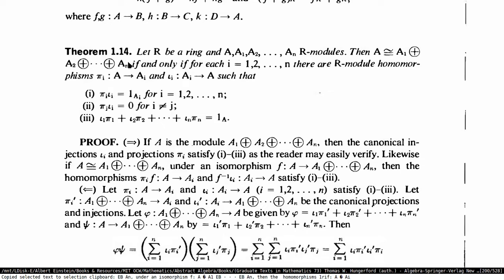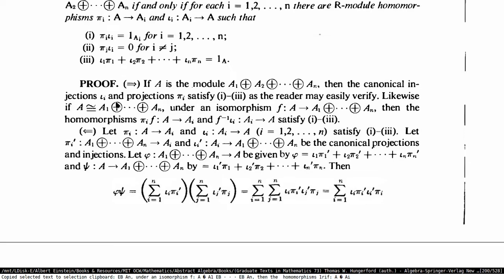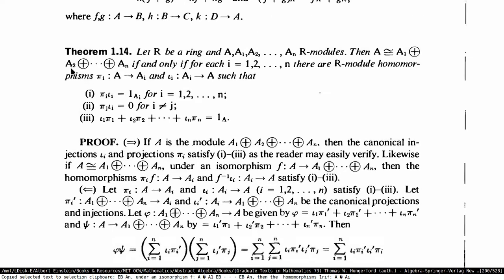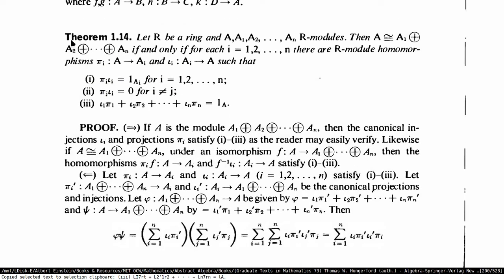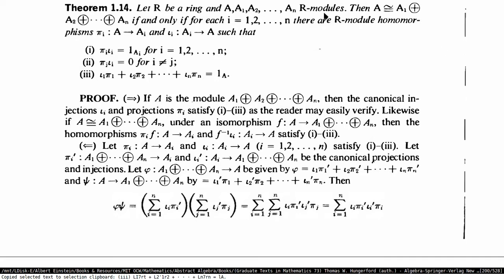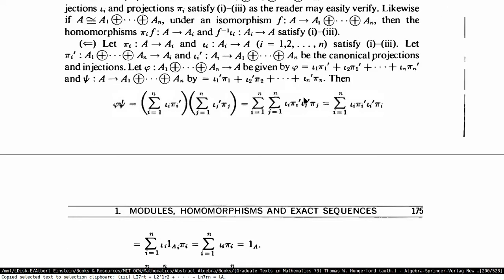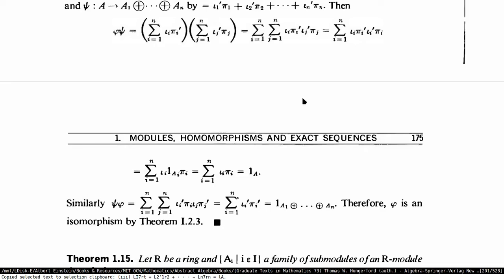Okay. The other way around is kind of the same. You have the projections and injections that satisfy these. You have to just show that if these are satisfied, then you can have an isomorphism from the module to the direct sum, which follows from the third, because the third allows you to do this. So you just take these elements, you have this multiplication that you can do, essentially building up the elements of the module A through the summation, and the identity works.